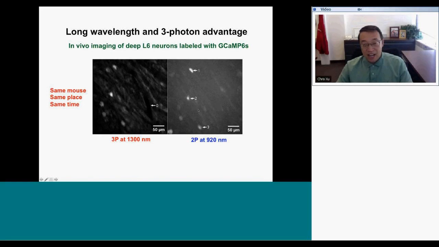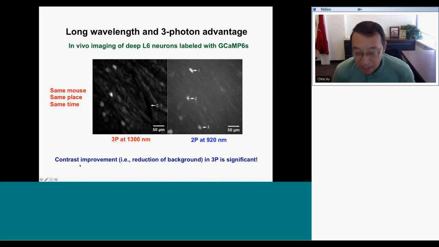Now this is a virus-injected mouse. We don't even have that much labeling above it. But on the other hand, you can already see the amount of background generation away from those neurons. You can see that this dark blood vessel shadow in 2 photon is almost invisible because of the smearing effect of the background. So again, we can see significant contrast improvement or background reduction by using 3 photon excitation at the long wavelength.